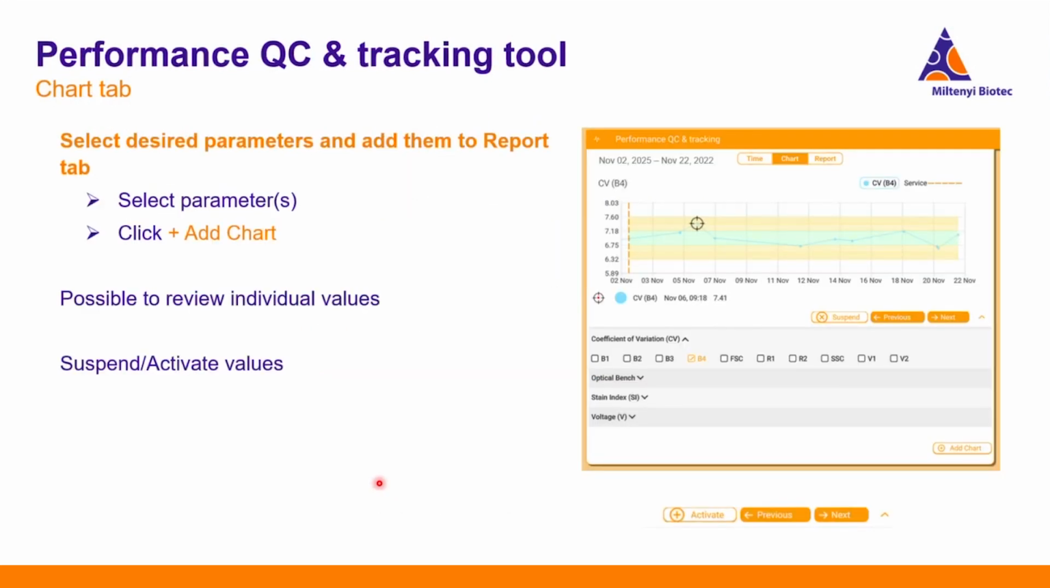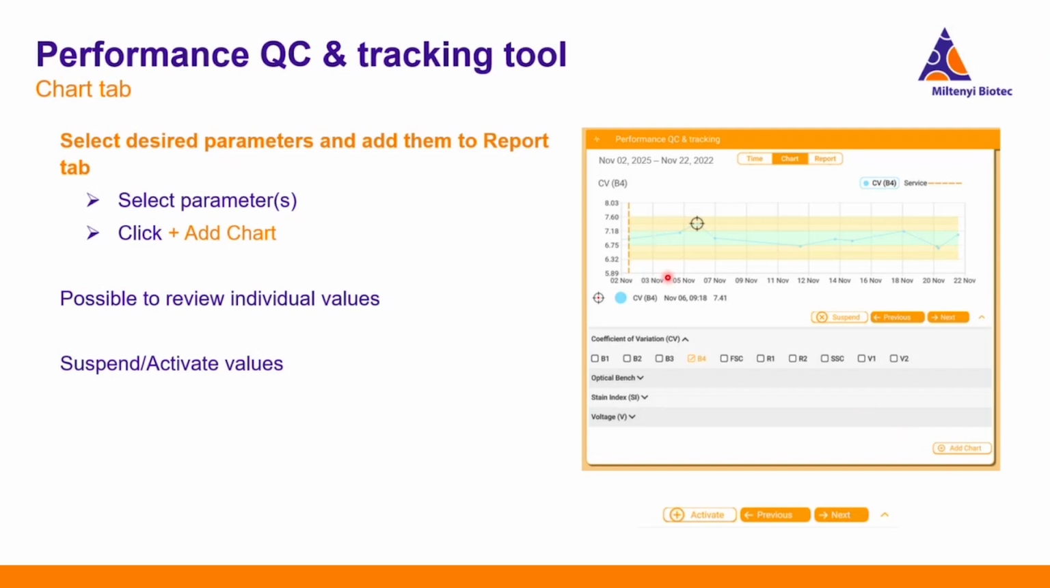Then you click on charts, which is the second tab, and here you can now select the parameters you want to see in the report section. You can open these drop-down menus, and you can choose, for example, I want to see the stain index or the CV, and then you can click on the channels that you want to see, and then you click on this add chart button so that they are placed in the report.